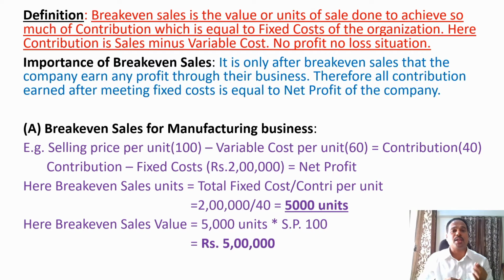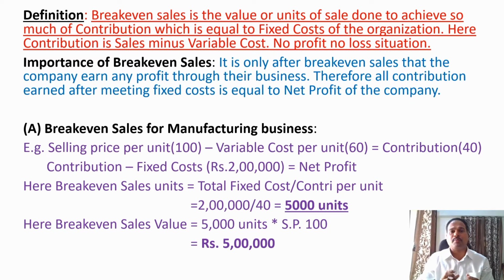Now let's see the break-even sales for the manufacturing industry and the service industry. First, the manufacturing business. Let's take an example. Selling price per unit is 100, variable cost per unit is 60, and the contribution per unit is 40. Contribution minus fixed cost is equal to net profit. That is our equation. Say you have fixed costs, for example rent and salary. These are fixed for the period, so per annum it is 2 lakhs. So how will we calculate the break-even sale units?